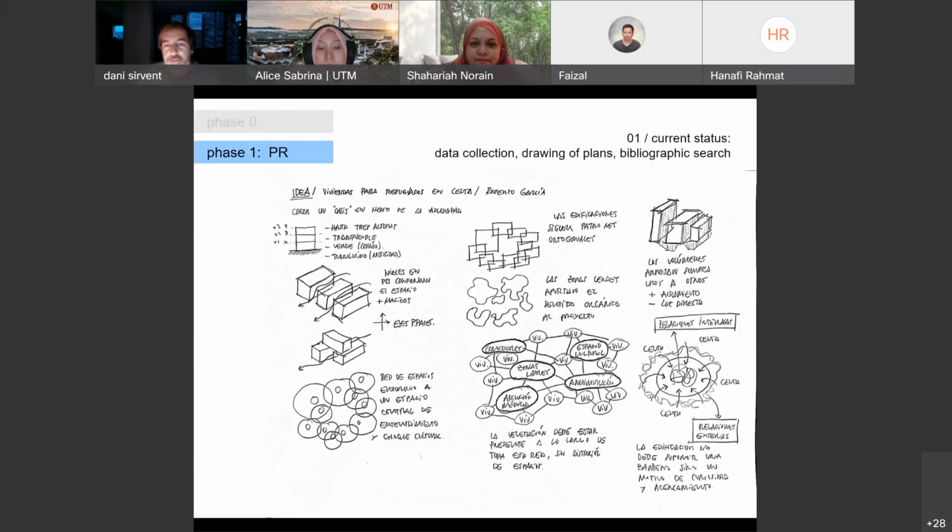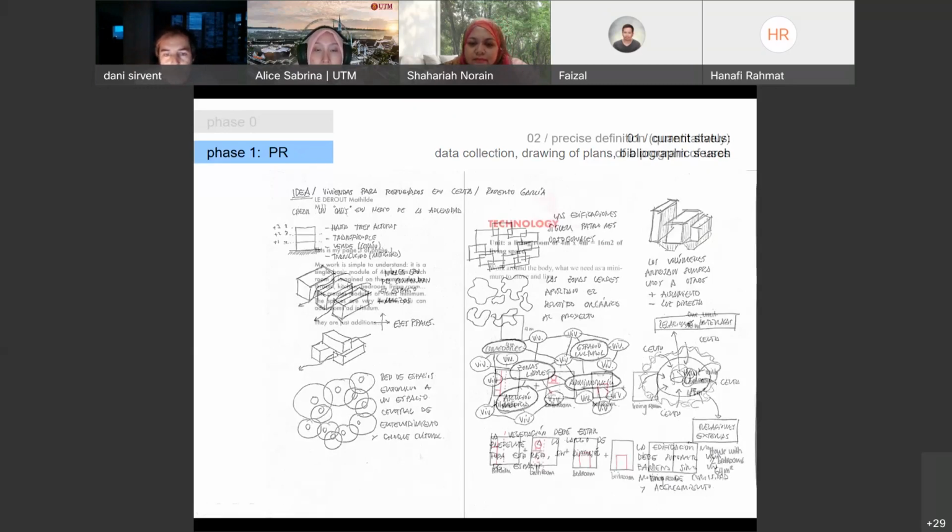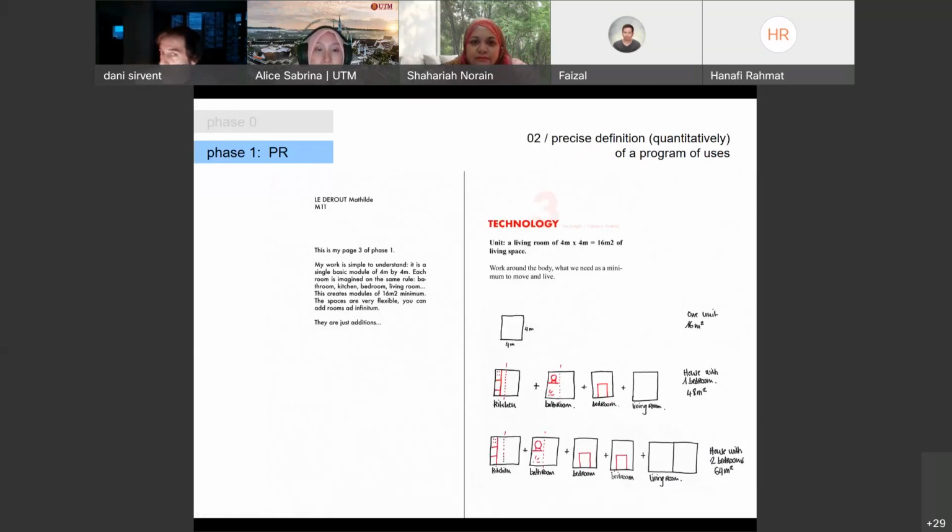So the current variable is about the current status. Well, this variable is about this area. The first of these ingredients is about the current status: data collecting, drawing plans, bibliography search, still defining the context of the project. The second is to define a program of uses.